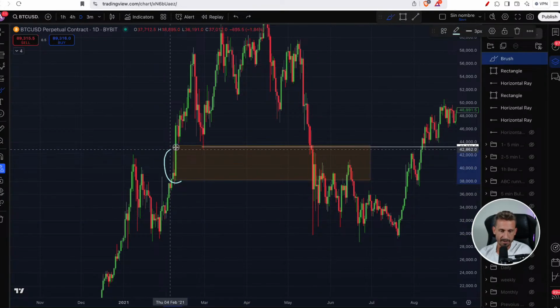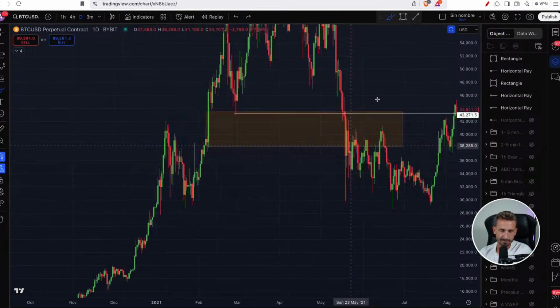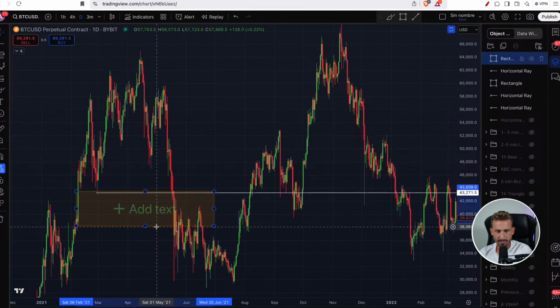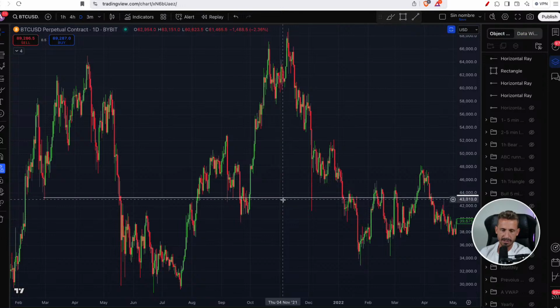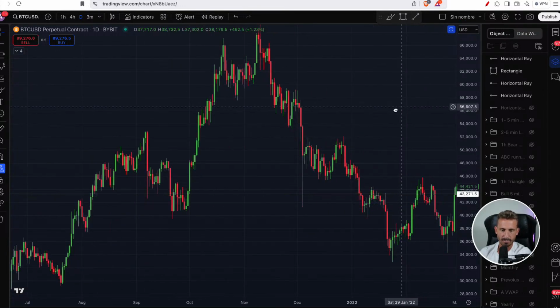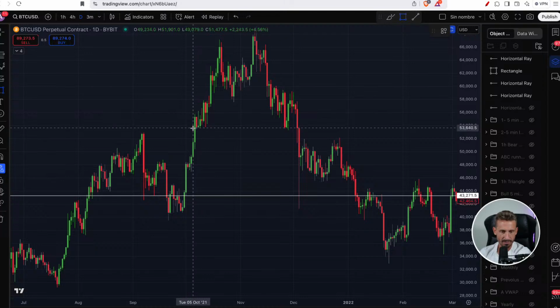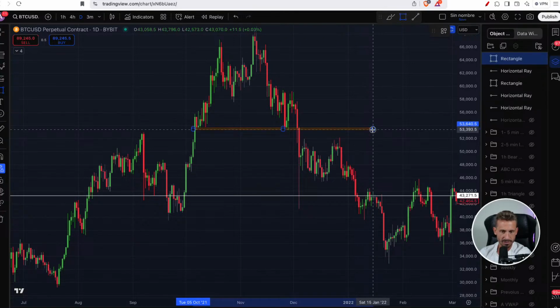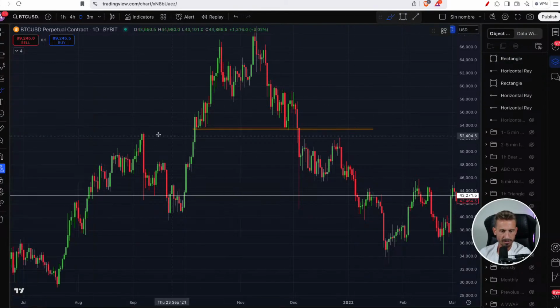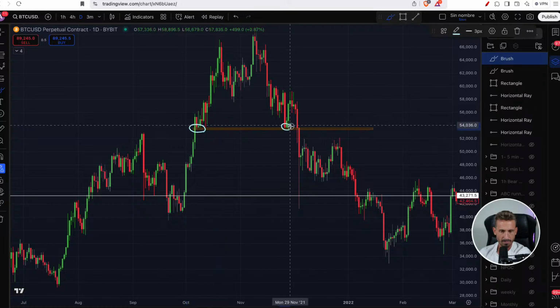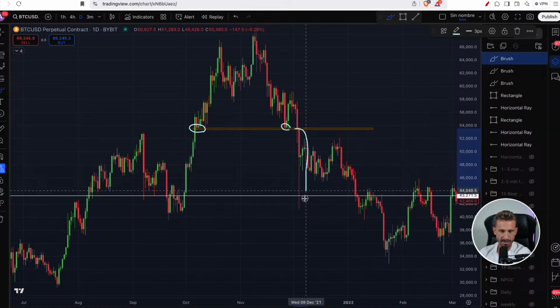There's no support here. You blast through the level. There are other examples as well on the 4-hourly chart, right? We got another one right over here. What happens when this higher low is lost as support? You have this bad boy right over here.